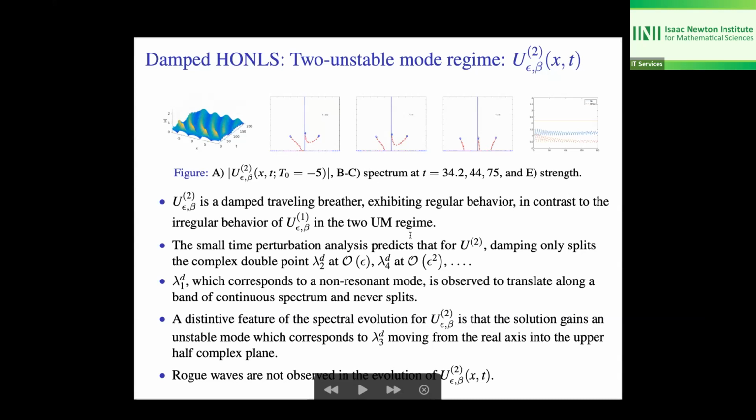But there is a distinctive feature of the spectral evolution for U2 that's different than if you had, say, linear damping in the problem, the linear damped higher order NLS. And that's that the solution actually gains an unstable mode, which corresponds to lambda 3 having moved from the real axis onto this band of spectrum in the upper half plane. So you see that here, that aside from having the double point over here on the first band, you also have an additional complex double point.